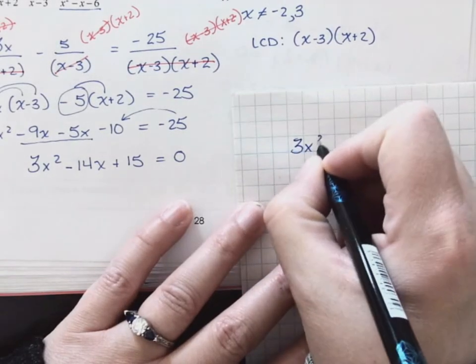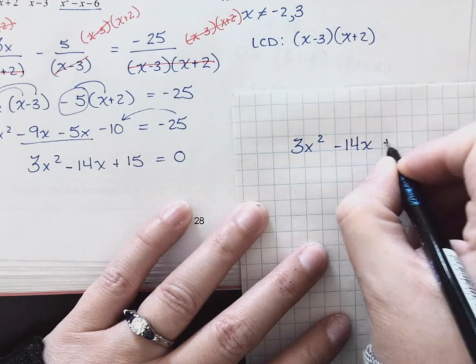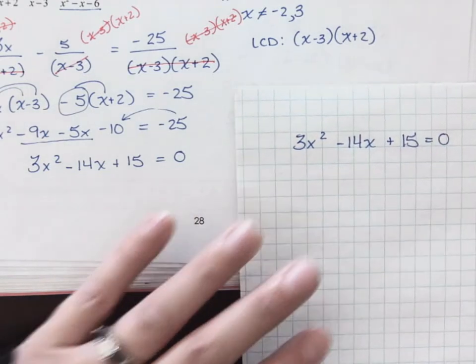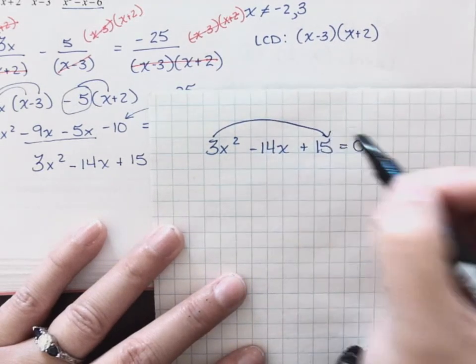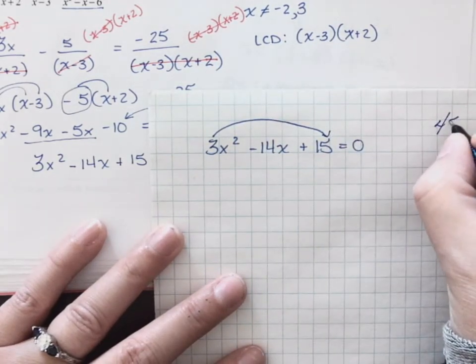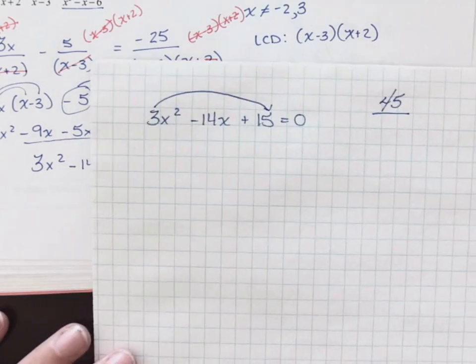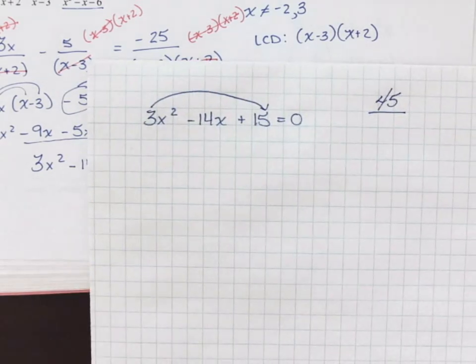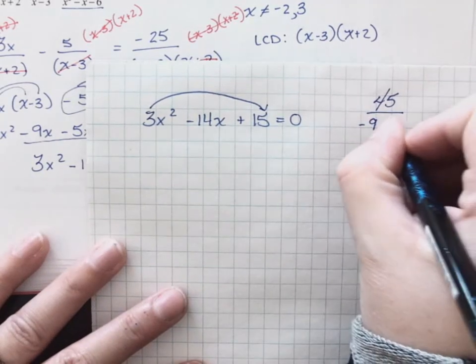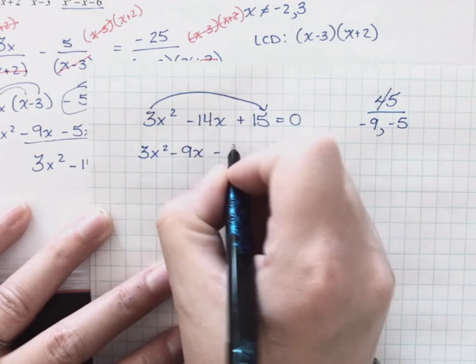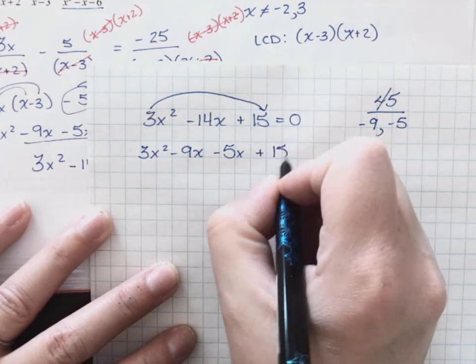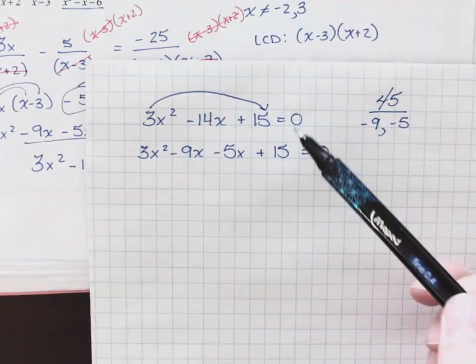So I have 3x squared minus 14x plus 15 equals 0. Step 1 of complex factoring, 3 by 15, so that is a positive 45. So what are the factors of positive 45 that give me a negative 14? Negative 9, negative 5. Beautiful. Great factorers. Okay, please note that I still have my equals 0, right?